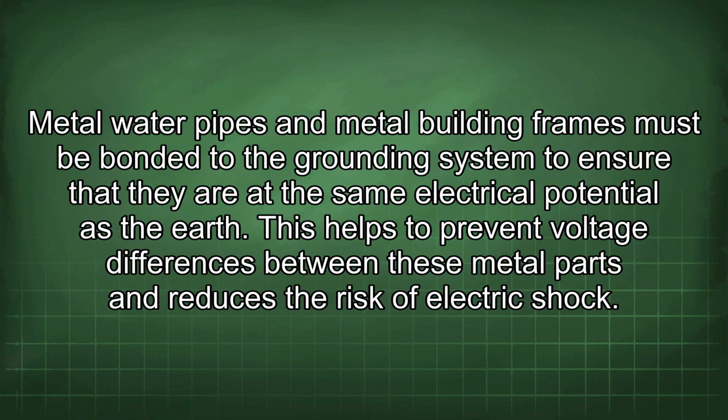Metal water pipes and metal building frames must be bonded to the grounding system to ensure that they are at the same electrical potential as the earth. This helps to prevent voltage differences between these metal parts and reduces the risk of electric shock.